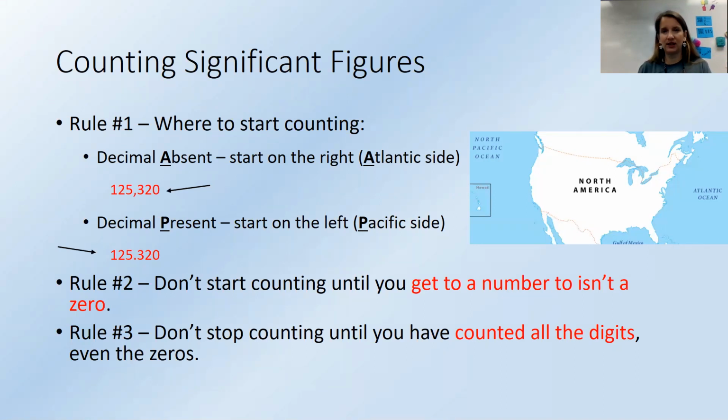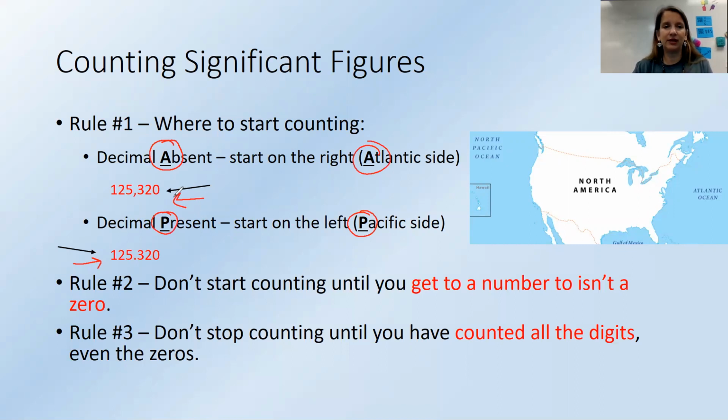Rule 1 changes based on if there's a decimal point present or absent. If the decimal point is absent, there's no decimal point, we're going to start counting on the Atlantic side of the number, which is the right side. But if the decimal point is present, picture that Pacific Ocean on the left side, and we start counting on the left side. So rule number 1 is most important because you need to make sure you're starting to count on the correct side of the number. Rules 2 and 3 are the same for both: you go to your first non-zero number, you start counting, and you keep counting.